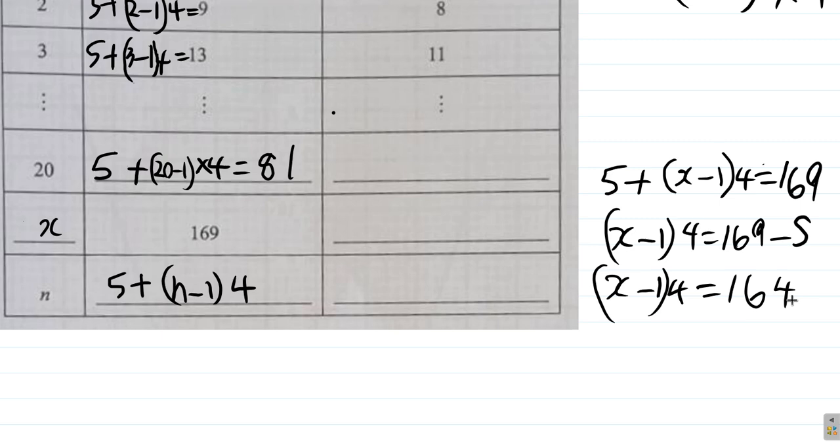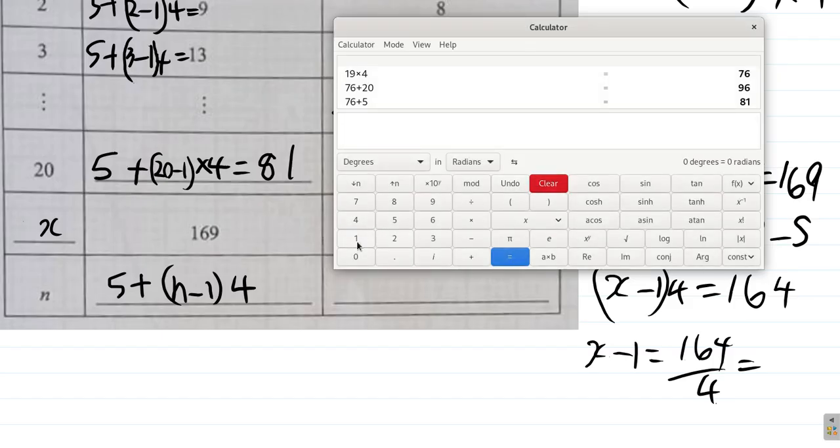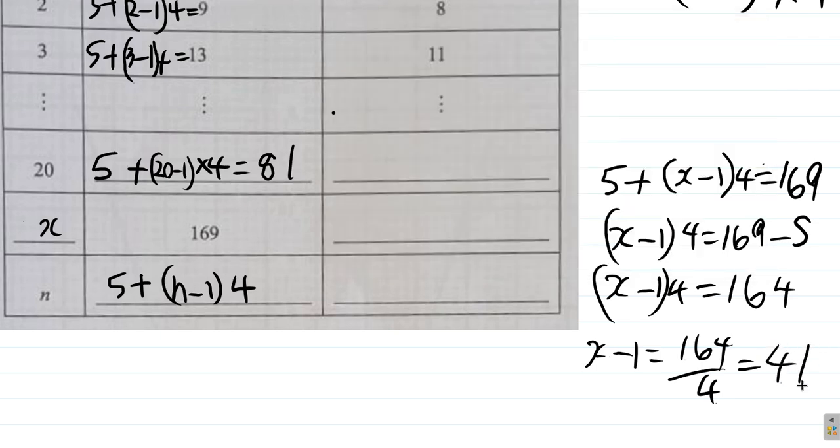Now we divide by 4. So X minus 1 is equal to 164 over 4, and 164 divided by 4 equals 41. So we have the 41 there. And then add 1 to both sides. X is equal to negative 1 plus 1, that's 0, and then 41 plus 1 equals 42. So X is 42 then. Alright.